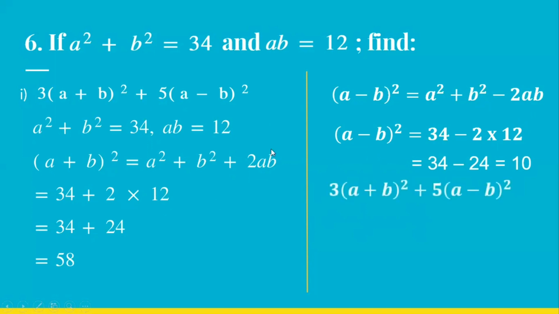Now we have to find the value of 3 in bracket a plus b the whole square plus 5 in bracket a minus b the whole square. Let us substitute the value of a plus b the whole square, which is 58, and a minus b the whole square, which is 10. So 3 multiplied by 58 is 174 and 5 into 10 is 50. So 174 plus 50, we get this value as 224.